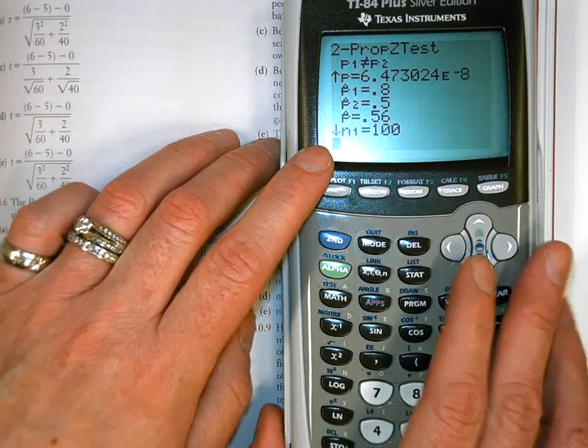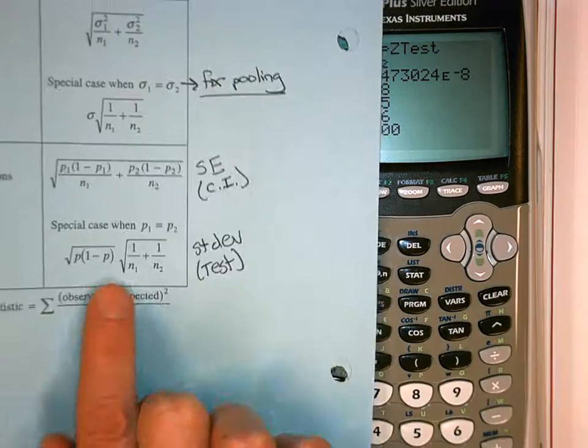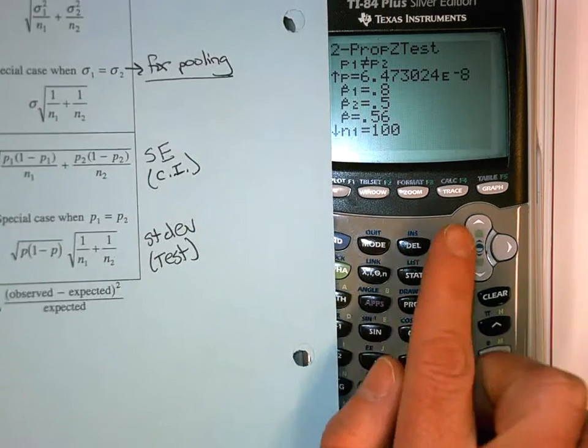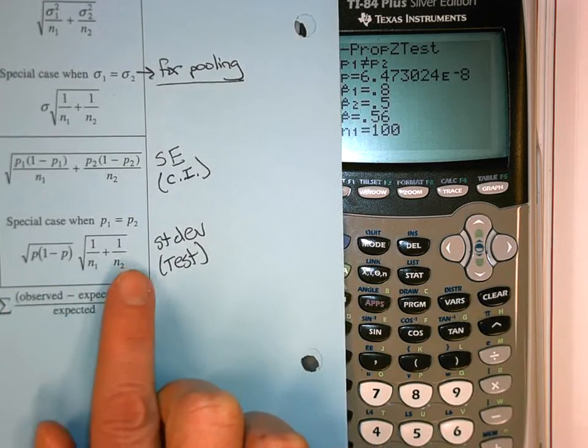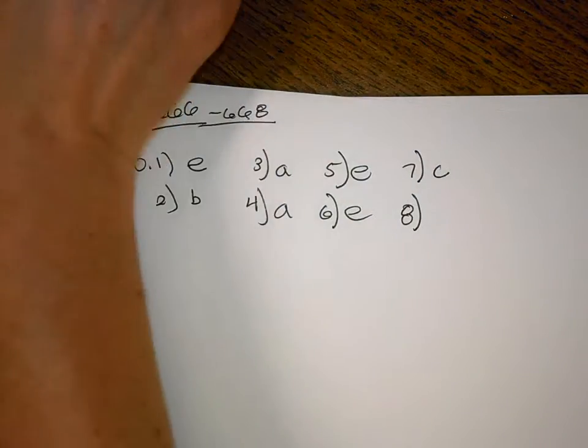So 0.56. So when I look at my formula sheet, p-hat pooled, this is the one I have to use down here. So I'm going to use that 0.56 and plug it in for that p and figure out this math to get my answer. So there is a way to do it by hand. I'll show you that too.